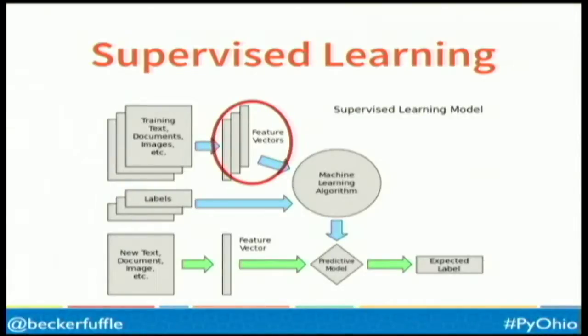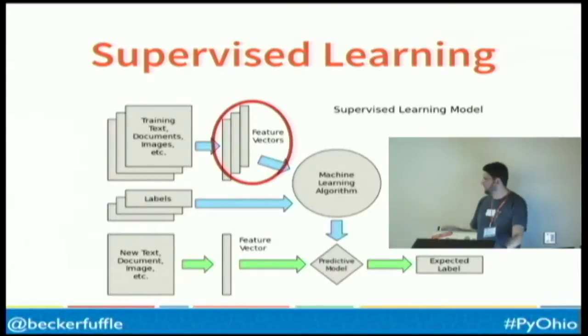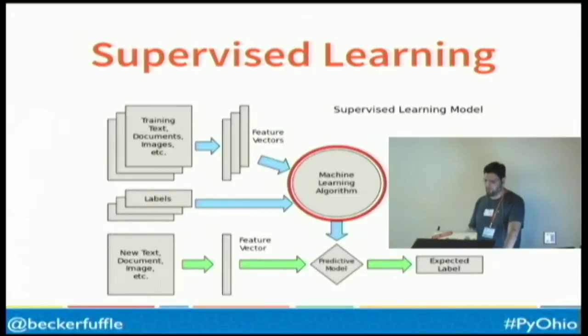Next we convert the data to a numerical form, which is sometimes called vectorization. Then we train our machine learning algorithm using our vectorized input and the labels as well. This is often referred to as fitting the model. At this point, you have a model that you can pass a new piece of data into, and it will make a prediction about what the expected label is. All right, so let's see how this works in practice.